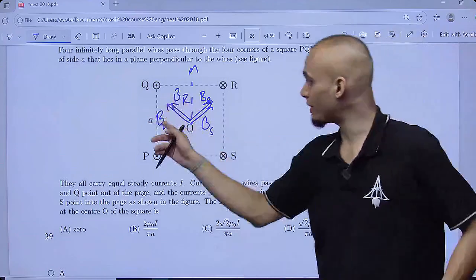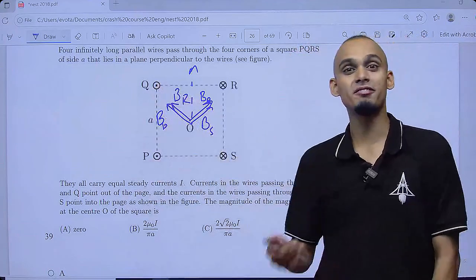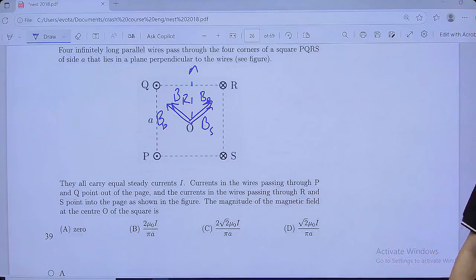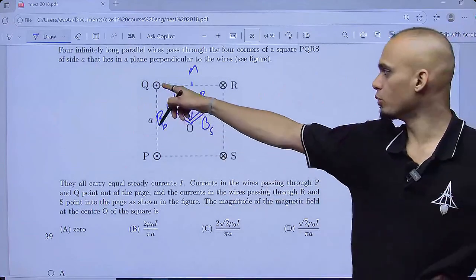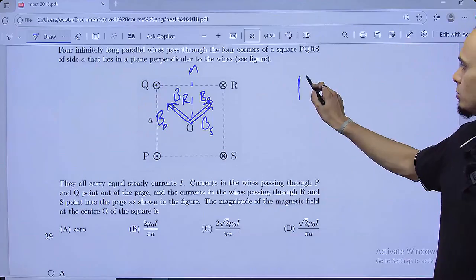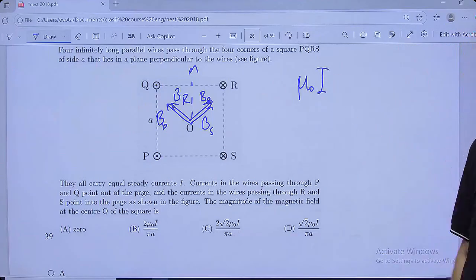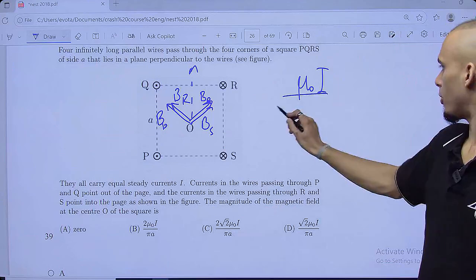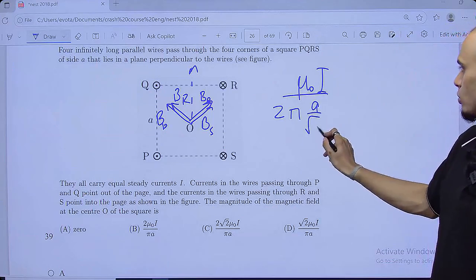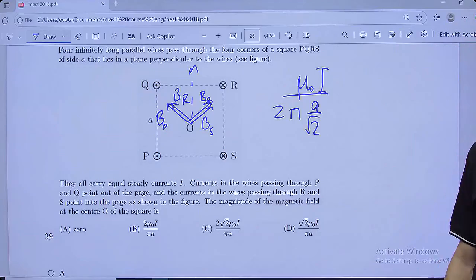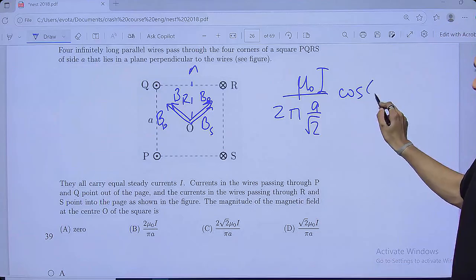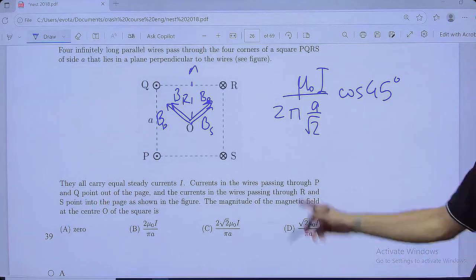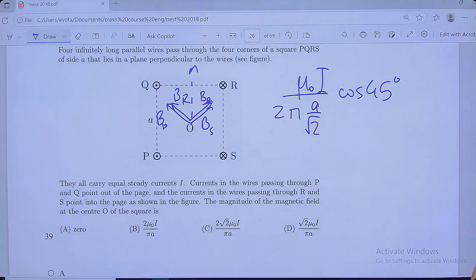Since the side length is given to us as A, the distance between Q and P will simply be A by root 2. The diagonal of a square we know is A by root 2. Right? So the total magnetic field will be mu naught into current, let's write capital I, upon 2 pi into A by root 2. This is one individual value of magnetic field. And if we take the cos component, cos 45 degrees, we are basically adding all of these such magnetic fields together.